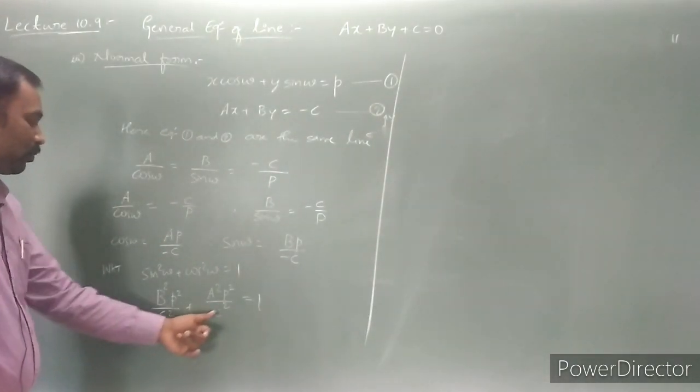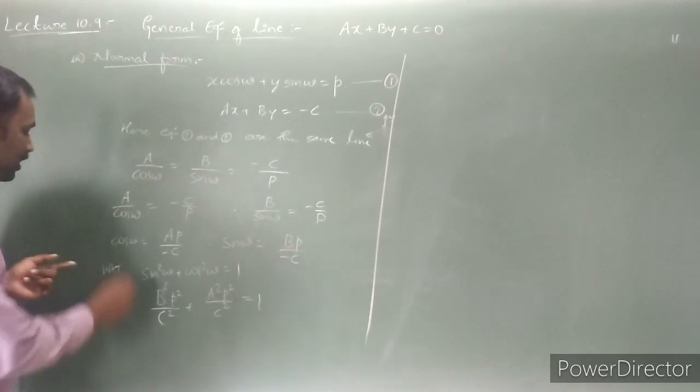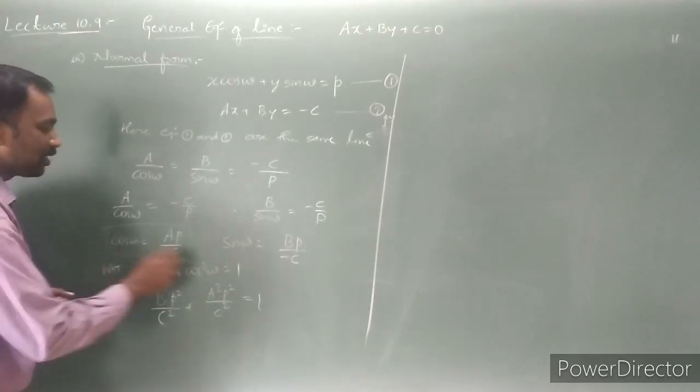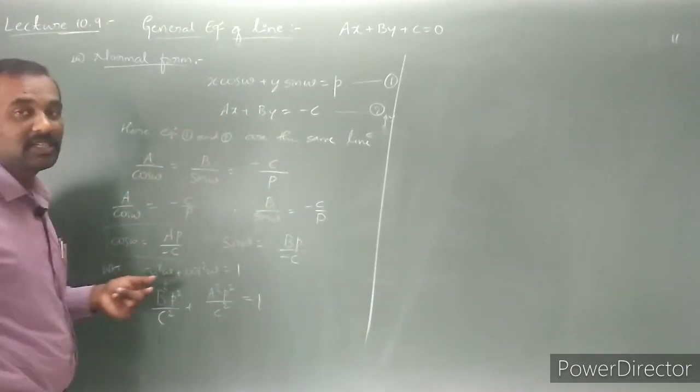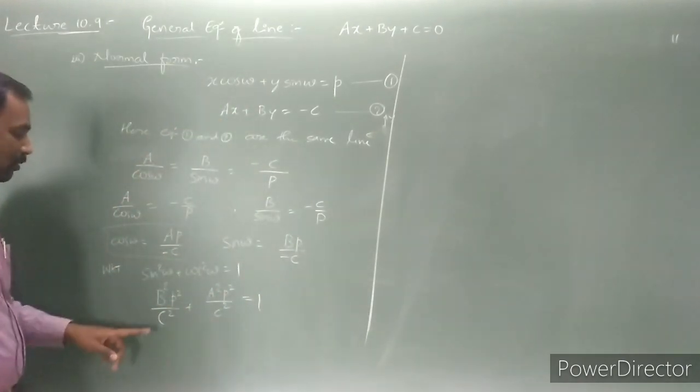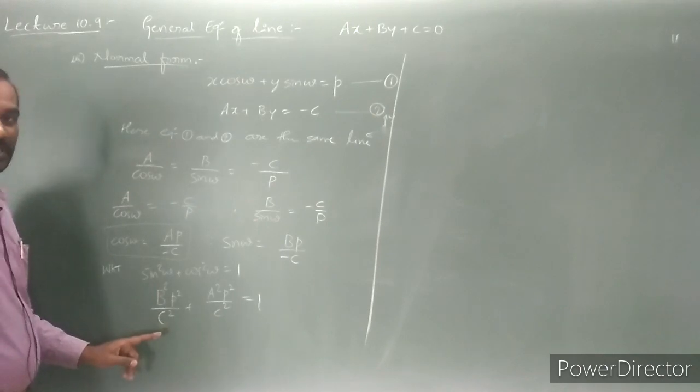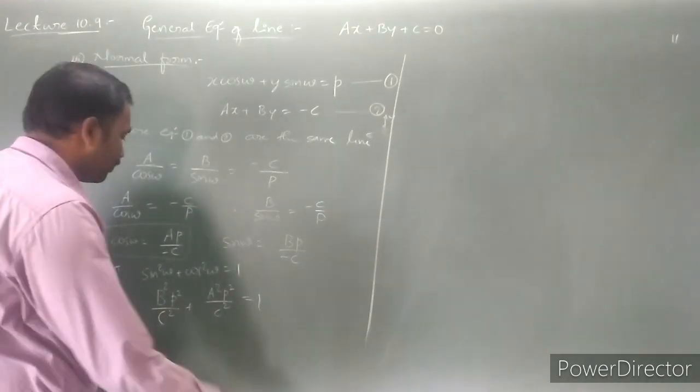Here, what is common? Here we already have the cos omega value and the sin omega value, but they are in terms of p. But purely we have to get the a, b, c values. The p value has been replaced here, so from this I am trying to get the p value.